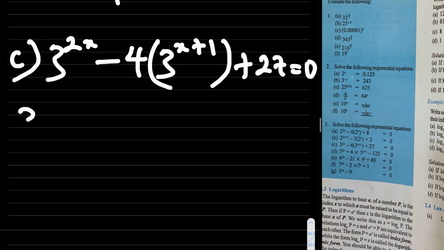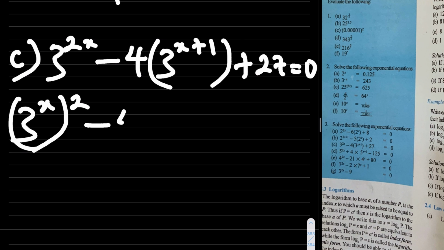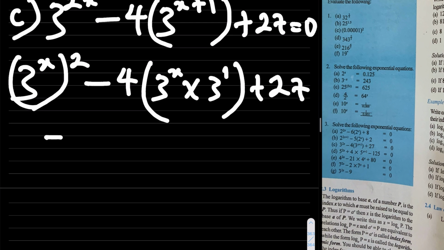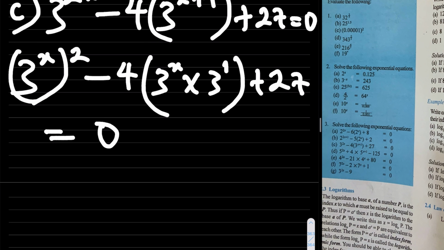3 raised to power 2x is the same as the square of 3 raised to power x. Minus 4 into bracket, how will I write 3 raised to power x plus 1? That's the same as 3 raised to power x times 3 raised to power 1. Do you understand? Plus 27 equals 0.